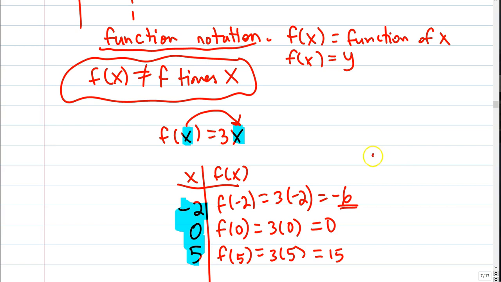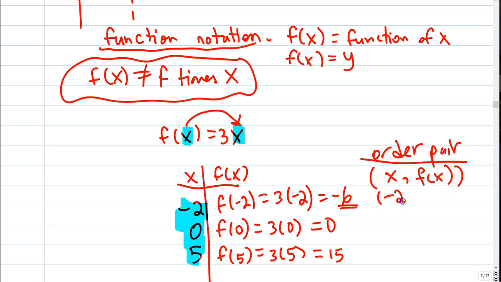Each of these is a different ordered pair, or a different point. Every point we have there is x, f of x. So the first point is negative 2, negative 6. The second point is 0, 0, and the third point is 5, 15.